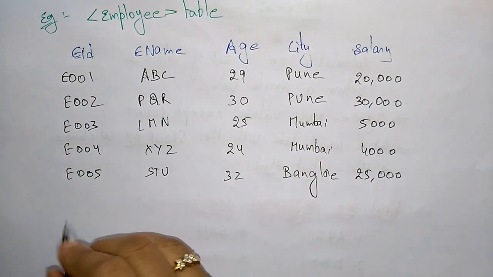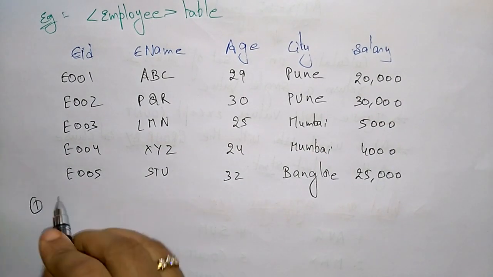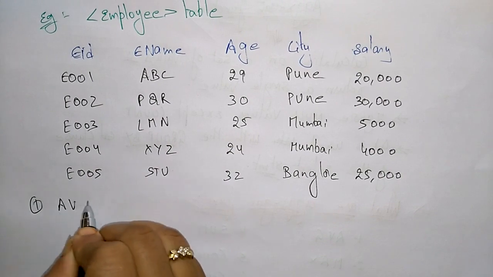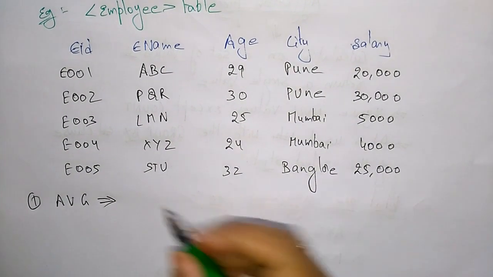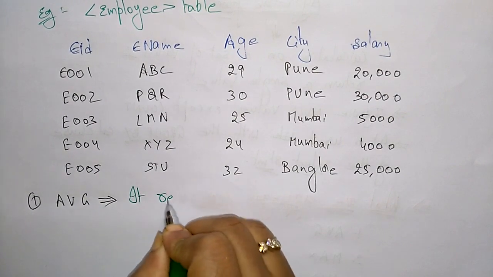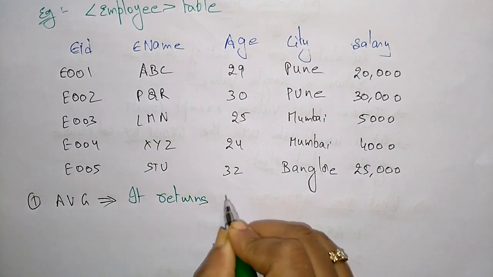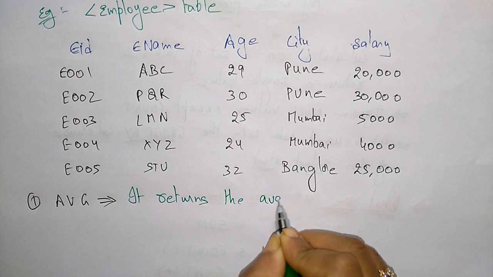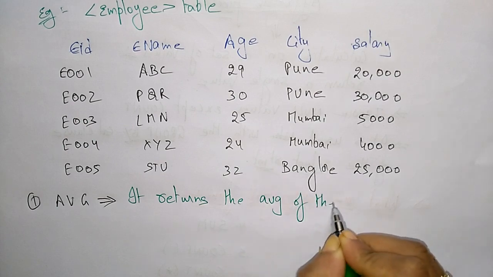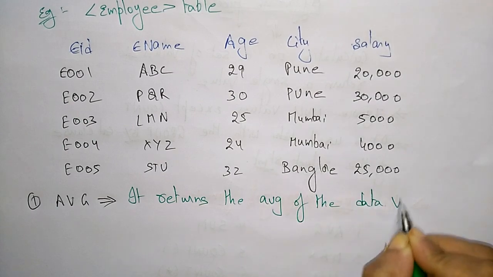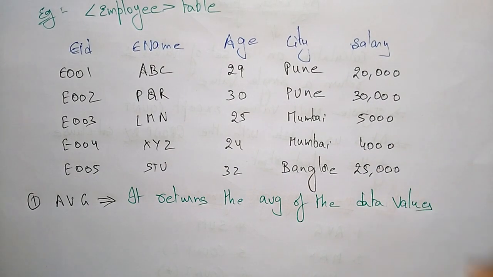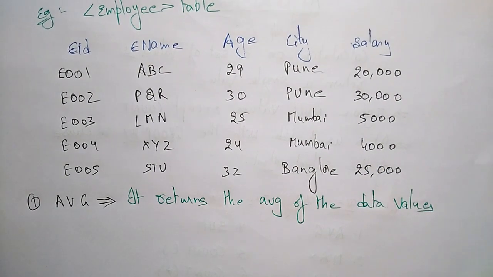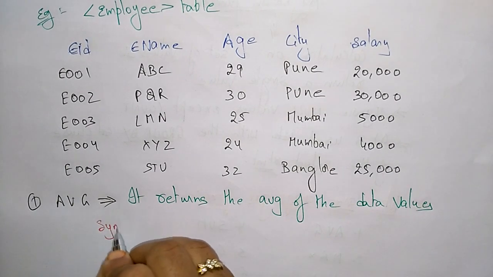Let's work on the aggregate functions. The first one is AVG. What will this function do? AVG returns the average of the data values. It takes the complete data values and finds the average on them.